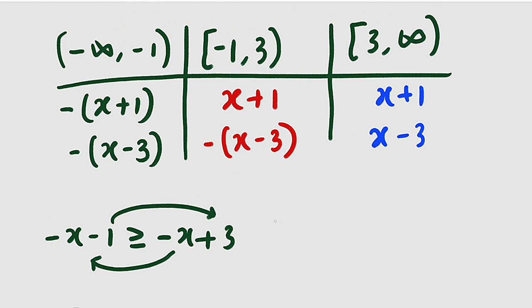Then we move to the other one, which is this one. We have x + 1 greater or equal to, let us distribute this negative, it will become -x + 3.